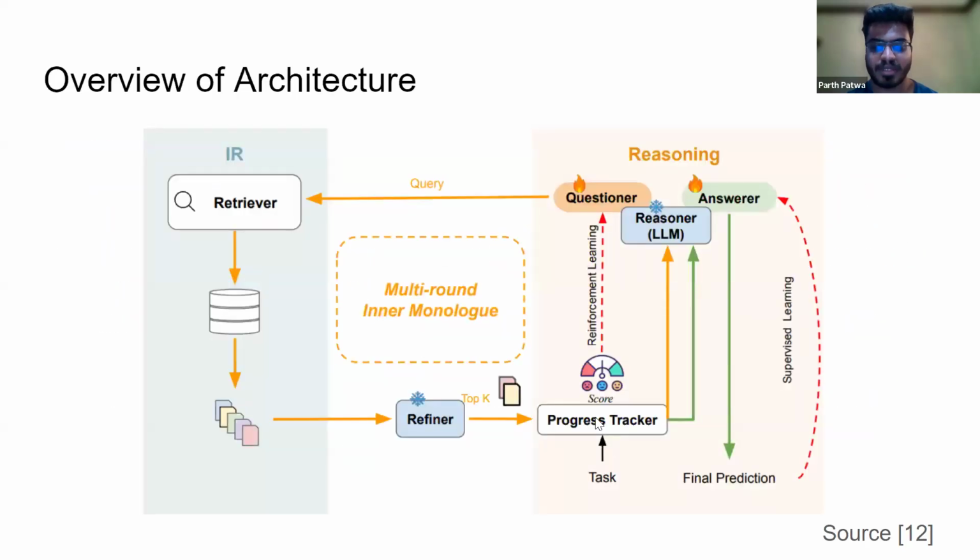And finally, we have a progress tracker, which is trained with reinforcement learning, where the progress tracker gives a score on how much progress we have made on the answer. And this reasoner is trained in a supervised learning method.